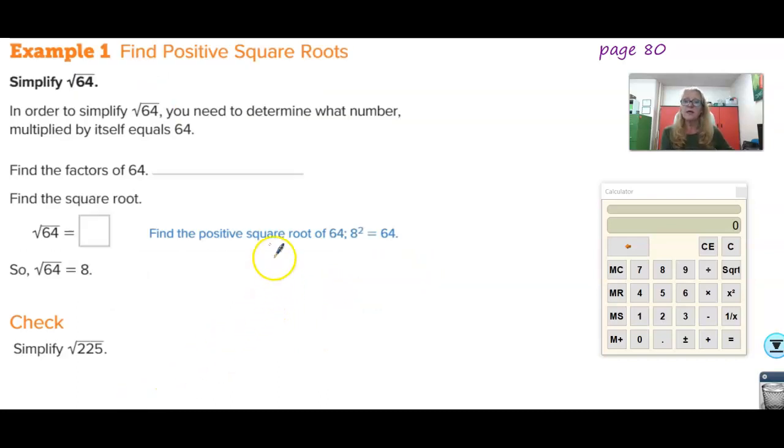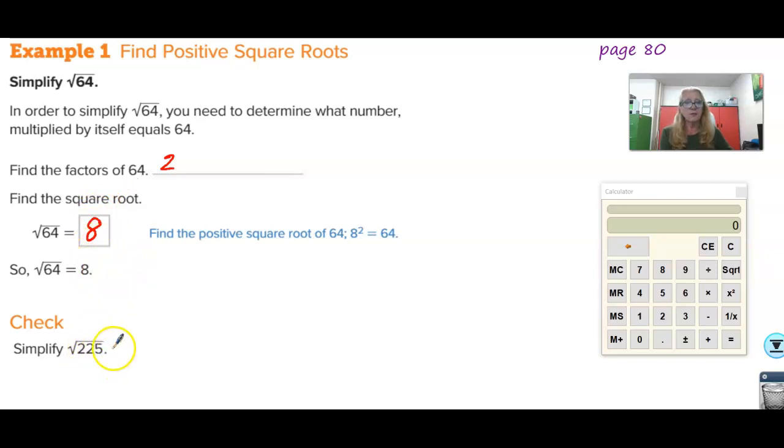Okay. So, in order to simplify, we need to find the square root. This says find the square root of 64. What number times itself equals 64? They want you to go through this whole long process of finding factors. Well, 2 is a factor of 64. 4 is a factor of 64. But what you end up with is 8 times 8 is 64. So the positive square root of 64 is 8.